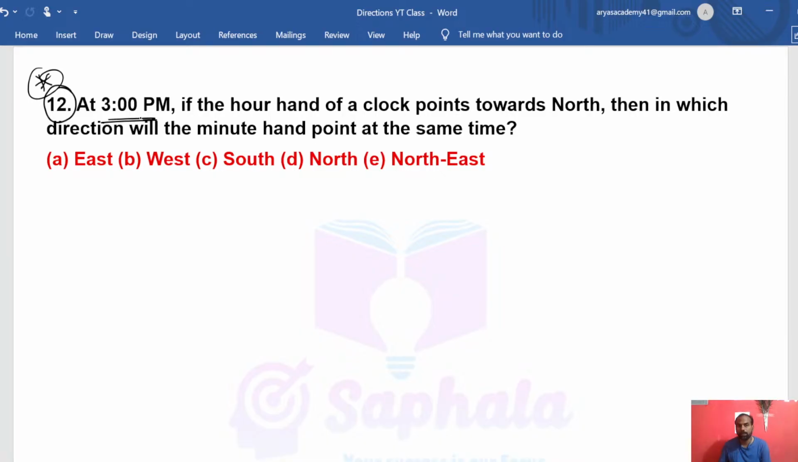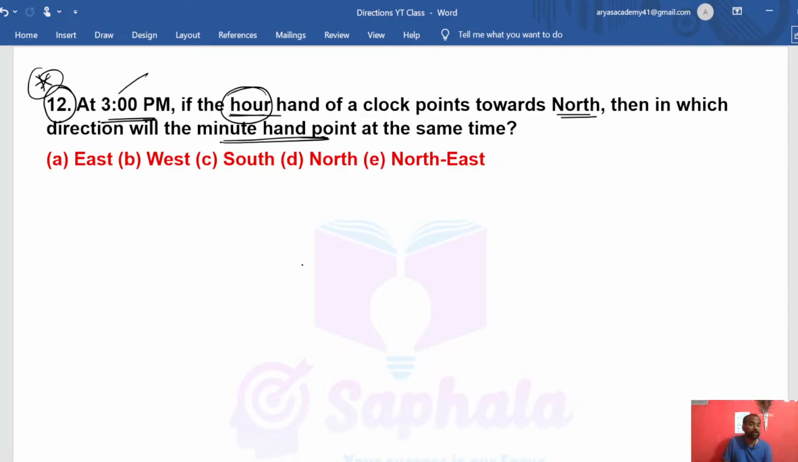Someone has said west. So at 3 p.m. Okay, two people have answered that the answer for question number 12 is west. Can others also confirm? The time is 3 p.m. They are clearly mentioning: if the hour hand is pointing towards north, now you have to find out in which direction the minute hand will be pointing.